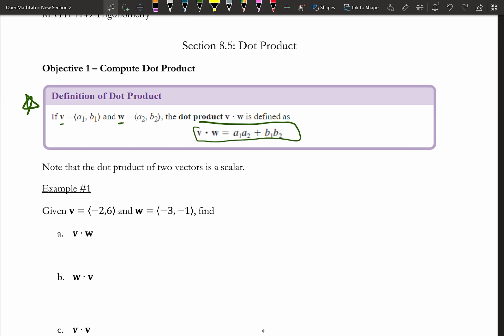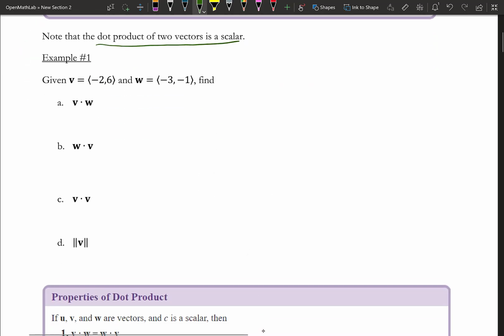Right? And something to note here is that the dot product of two vectors is a scalar, right? So we don't get a vector back. We actually just get a value, just like when you take the modulus of a vector, the length, right? That's not a vector, that's a scalar. Right, so then I just have some practice here.